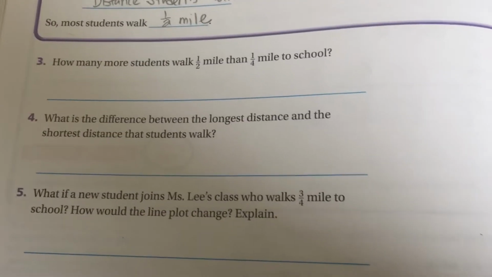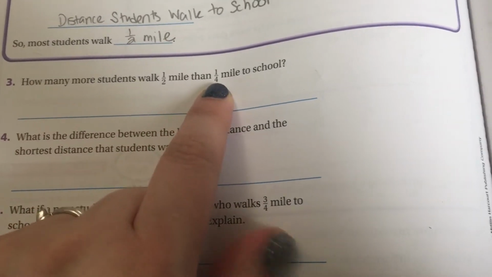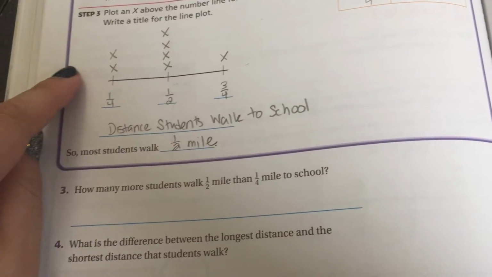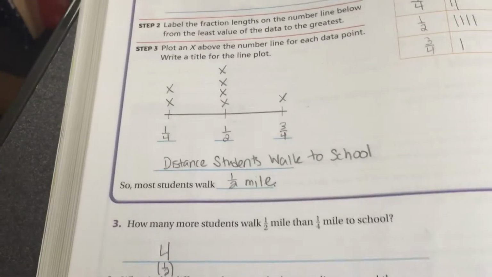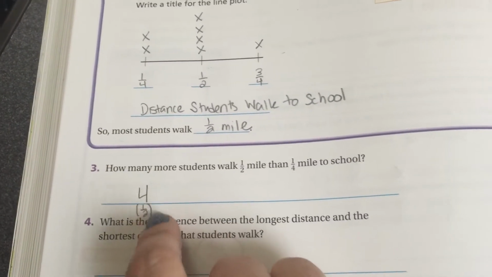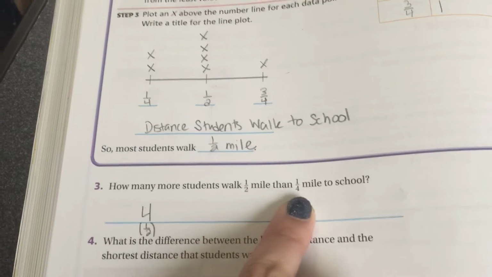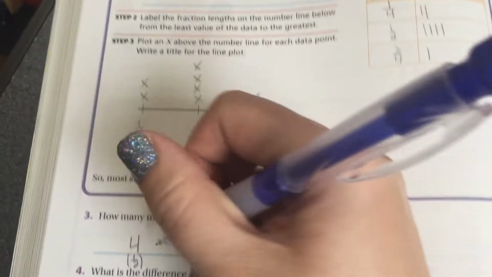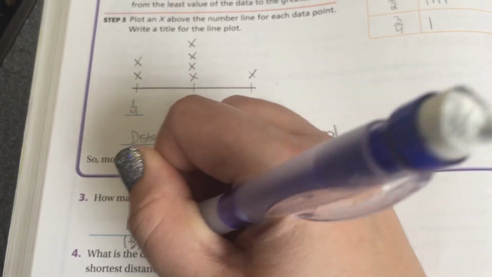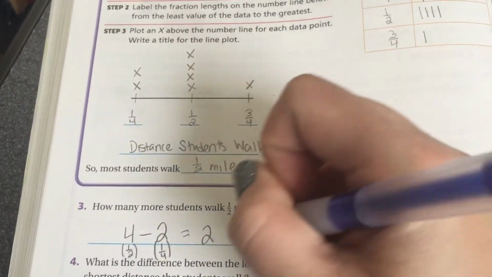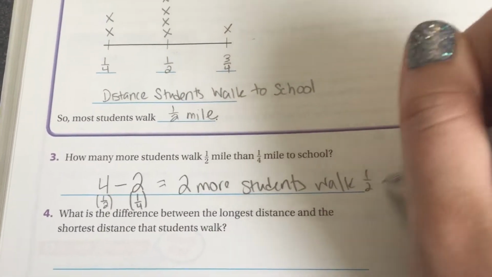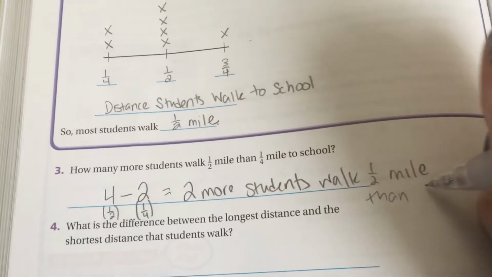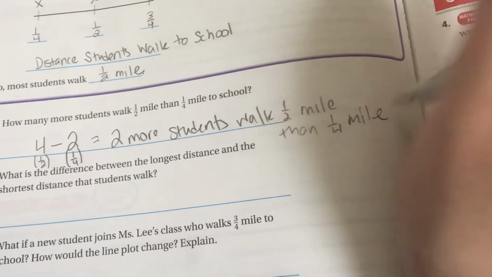All right, number 3. How many more students walk 1/2 mile than 1/4 of a mile to school? Well, 4 students walk a half mile and only 2 students walk 1/4. So how many more students would be a subtraction problem? We have 4 students that walk a half a mile, and I'm going to write half down here so you remember where that 4 came from. You don't have to do that, but that helps me see where I got the 4 from. And then 2 students walk 1/4 of a mile. So how many more students? 2 more students walk 1/2 mile than 1/4 mile. There we go.